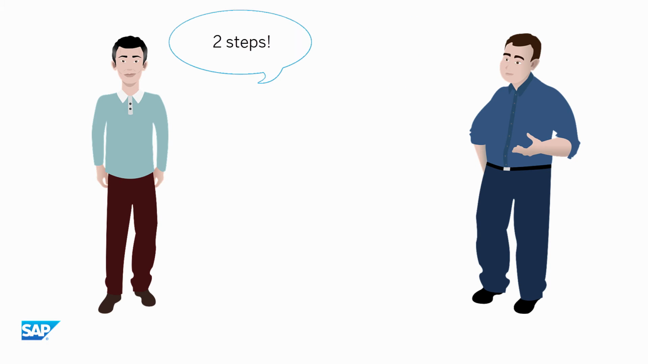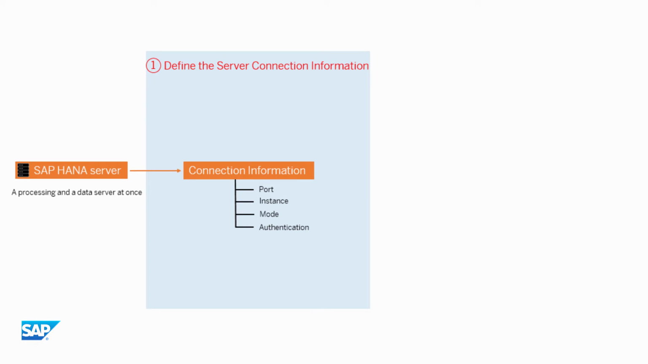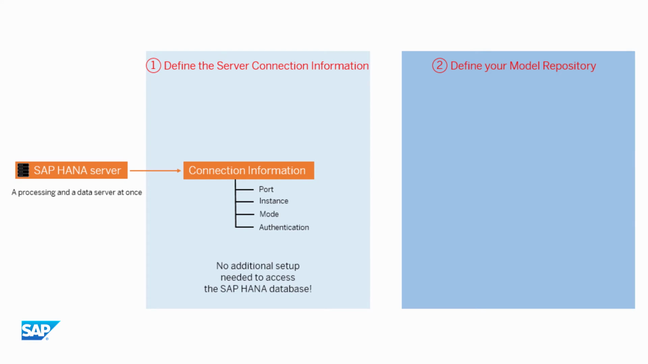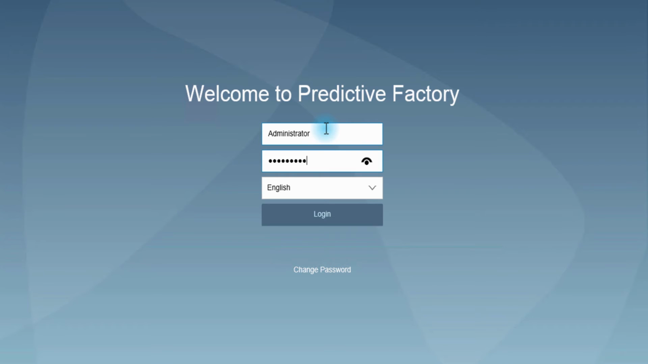To set up an SAP HANA Server on Predictive Factory, you have two main steps to follow. Firstly, you define the server connection information by simply entering the connection details of the machine hosting the server. Then you define a specific model repository that will be used by Predictive Factory to store imported predictive pipelines and task outputs. Don't forget to give a unique and meaningful name to your repository so that it can be easily reused by the project members. But let's have a look directly in Predictive Factory.